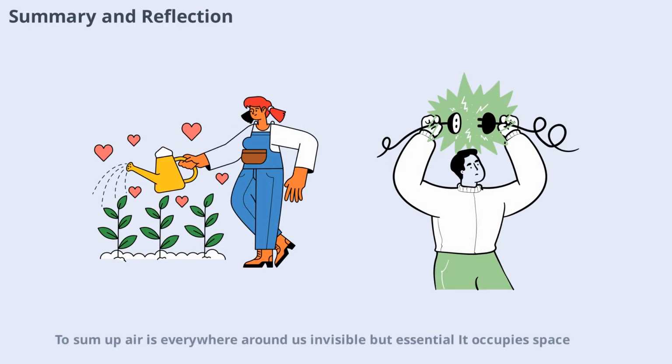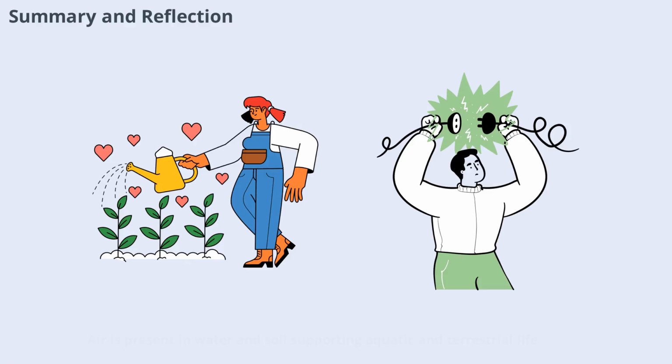To sum up: air is everywhere around us, invisible but essential. It occupies space, supports life, and enables countless activities. Air is a mixture of gases, mainly nitrogen and oxygen, with water vapor, carbon dioxide, and dust. Plants and animals depend on each other for the exchange of gases, maintaining the balance of oxygen and carbon dioxide. Air is present in water and soil, supporting aquatic and terrestrial life. Understanding air's role helps us appreciate its importance and motivates us to protect our environment for future generations.